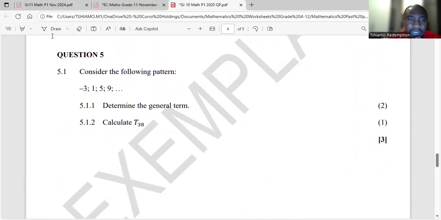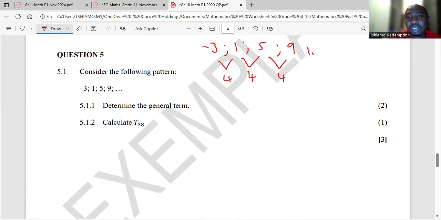Consider the following number pattern: -3, 1, 5, 9. From 1 to 5, they added 4. From 5 to 9, they added 4. Meaning from -3 to 1 is also a 4. So we're dealing with a linear pattern because the first difference is constant.